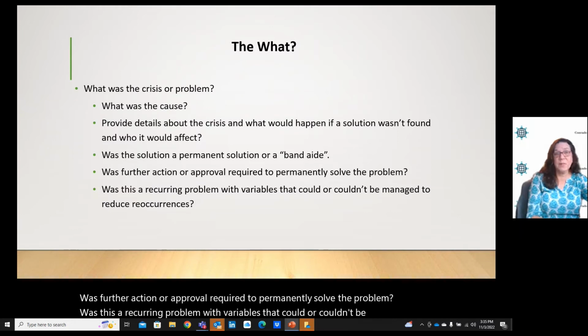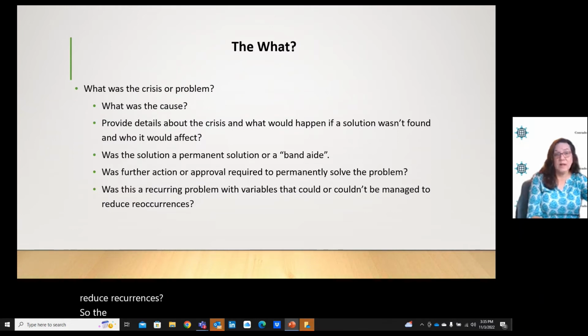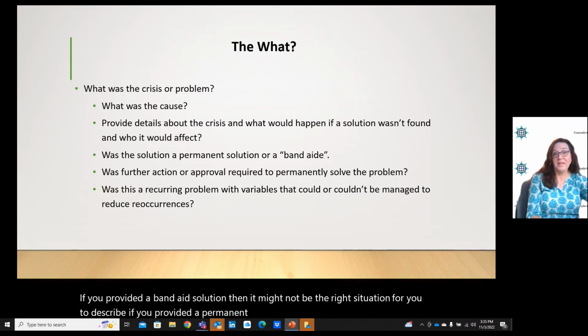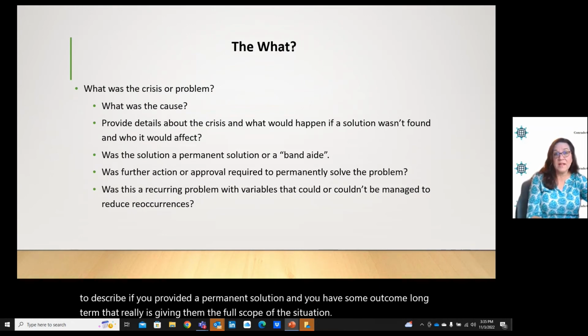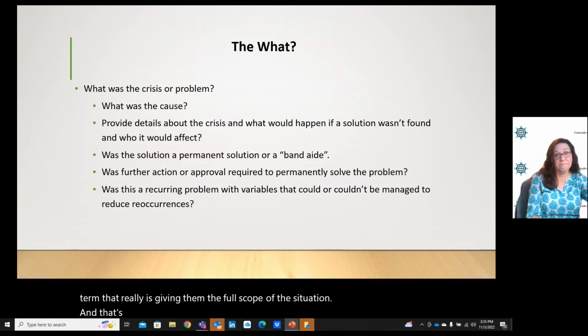So the what is very important. And the way that you explain it, if you provided a Band-Aid solution, then it might not be the right situation for you to describe. If you provided a permanent solution and you have some outcome long term, that really is giving them the full scope of the situation. And that's a great way to go.